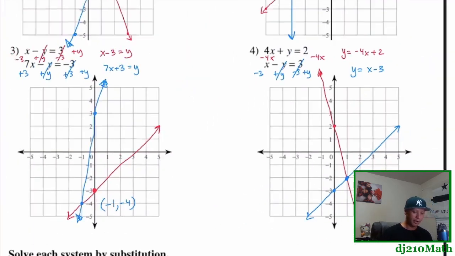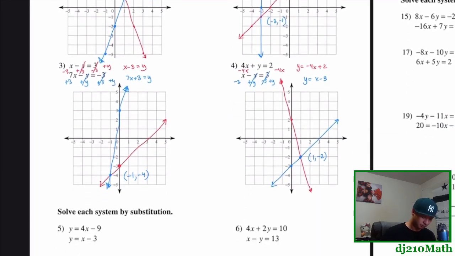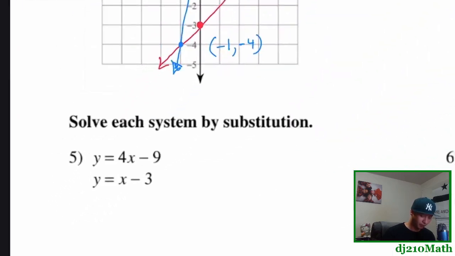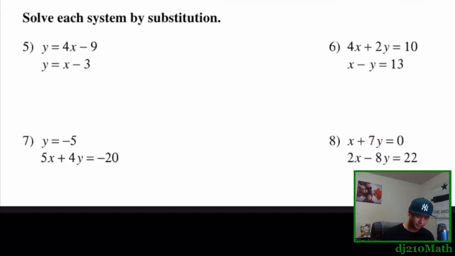All right, so that was graphing. Too easy, right? Graph the lines, see where they intersect. That's the solution. If they even intersect at all. Hopefully I didn't make any mistakes. I don't look at the key, so.